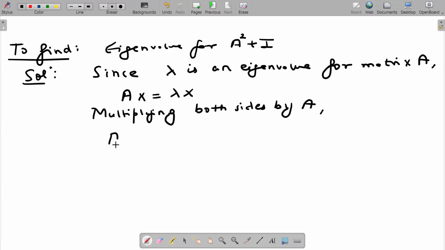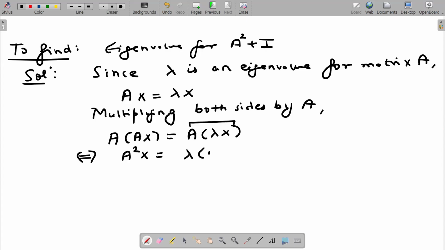I can write A into AX is equal to A into lambda X, which implies A into AX is A square X is equal to A into lambda X. I can write lambda times AX using the distributive property. Recall the property of multiplication: A into BC is equal to AB into C.